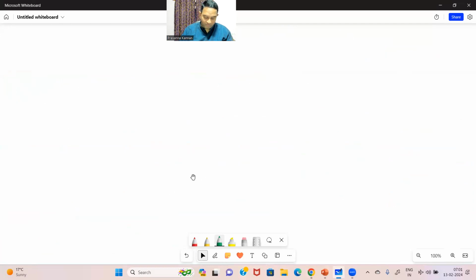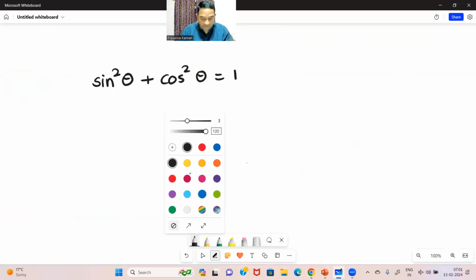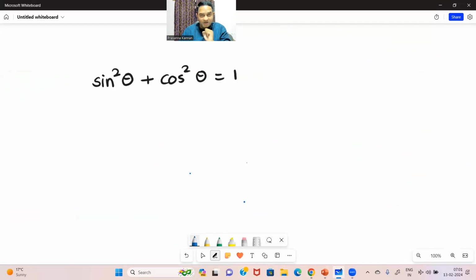So what have we derived now? Sine square theta plus cos square theta is equal to 1. Correct. Now some formulas can be derived from this. In trigonometry problems, in some place you will have sine square theta, and suddenly in the next step you will substitute it as 1 minus cos square theta. Such things you require, right? So how to write it, I'm going to tell you.